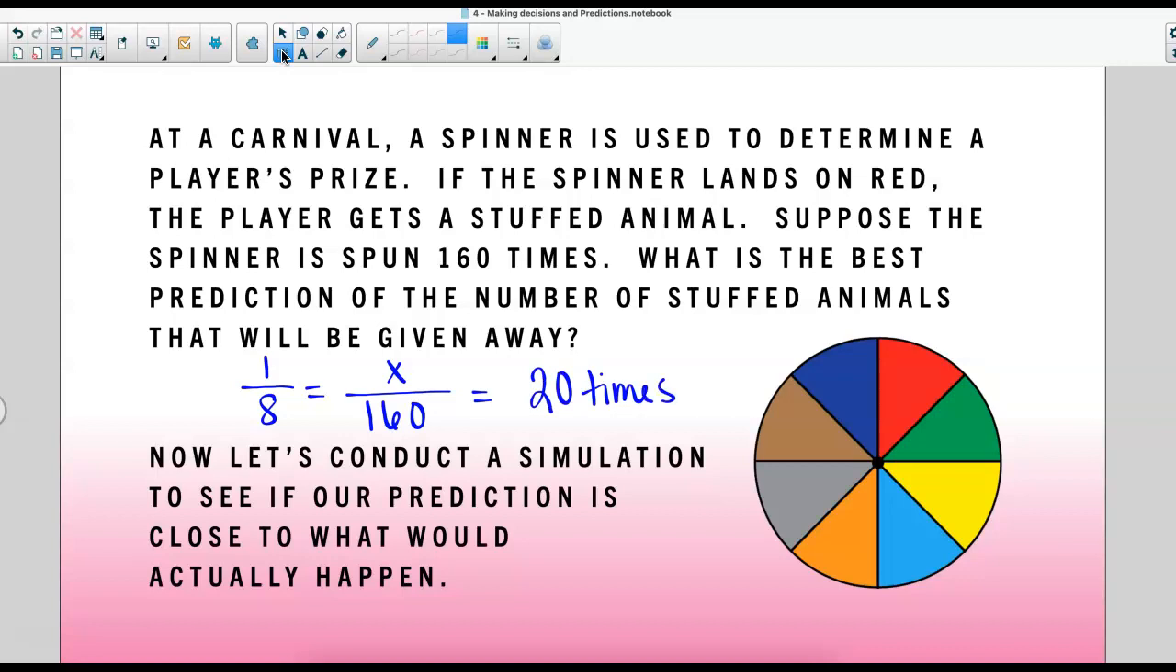You should, right? Now we're going to just hang tight for a minute. After lunch, we're going to actually conduct a simulation. What does simulation mean?